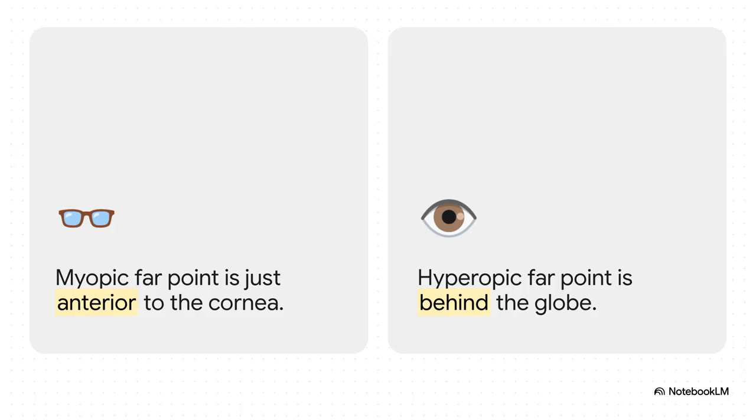Now contrast that with the hyperopic eye. This eye doesn't have enough plus power, or maybe it's just too short. Its far point is actually pushed completely through the eye, sitting in virtual space behind the globe. The only way this patient can see clearly without accommodating is if incoming light is magically pre-converged before it even hits their cornea.